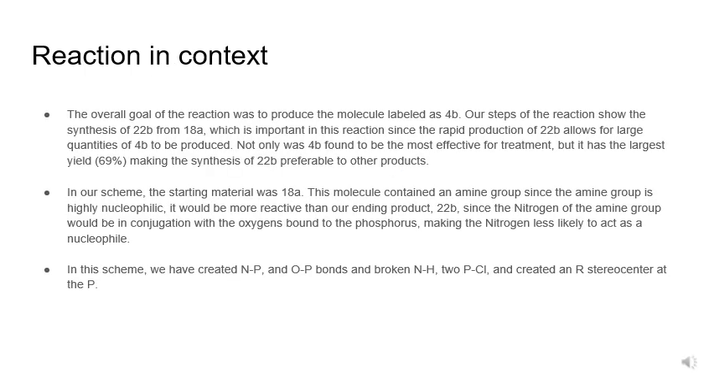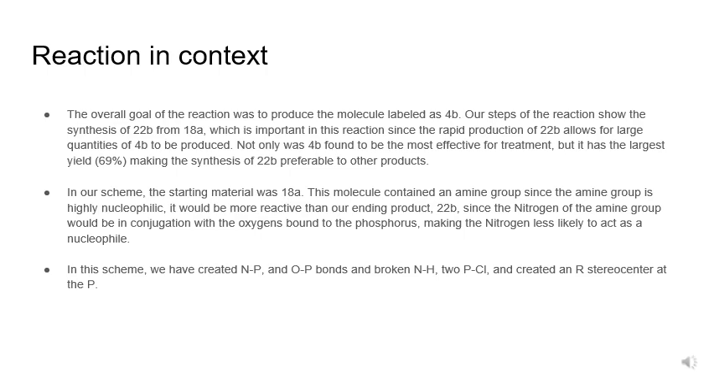The overall goal of the reaction was to produce the molecule labeled as 4B. Our steps of the reaction show the synthesis of 22B from 18A, which is important since the rapid production of 22B allows for large quantities of 4B to be produced. Not only was 4B found to be the most effective for treatment, but it also has the largest yield, 69%, making synthesis of 22B preferable to the other products.